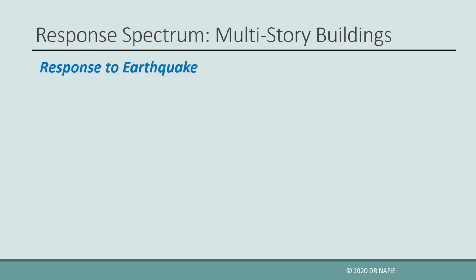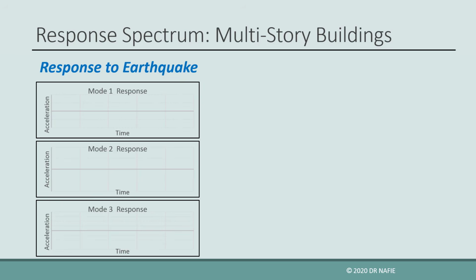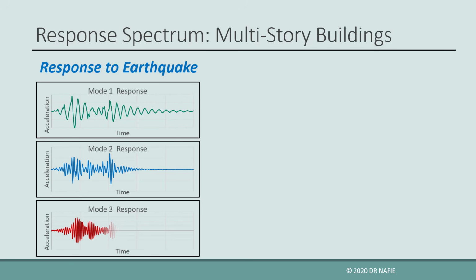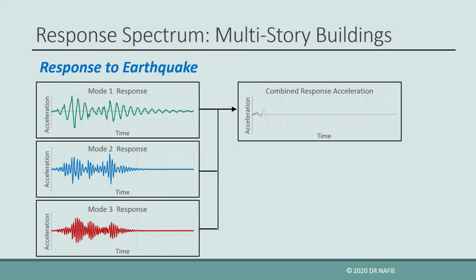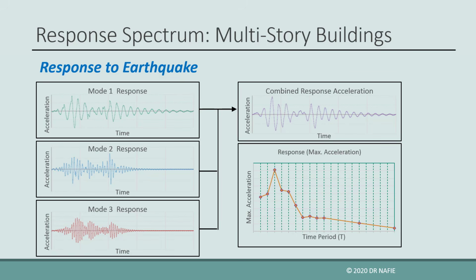Suppose that the 3 stories building was subjected to an earthquake and that we analyzed the first 3 modes of vibration, mode 1, mode 2, and mode 3, and obtained the full response of each mode to the earthquake motion, acceleration versus time, as follows. We can easily obtain the final response by combining the 3 modal responses. Now, suppose that we don't have these complete responses available, but we only have the response spectrum curve for this earthquake. How can we find the final response?